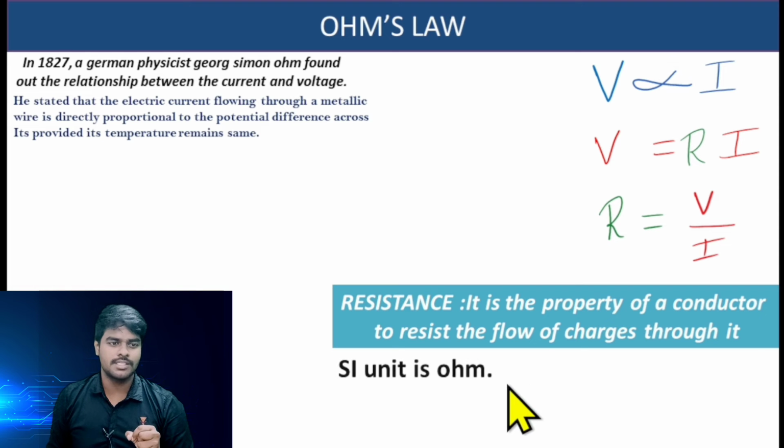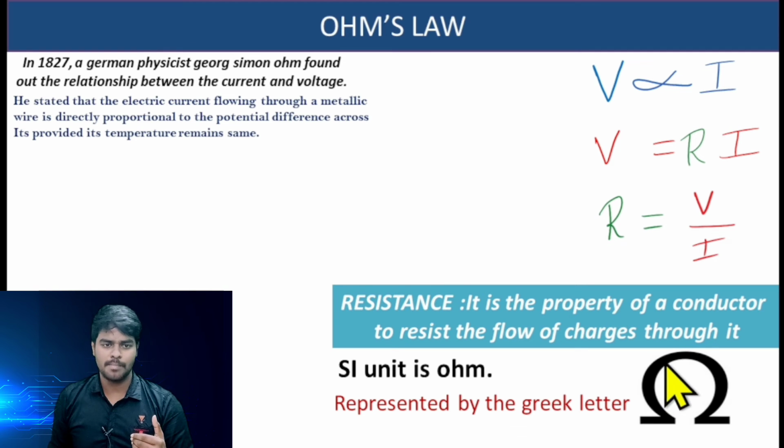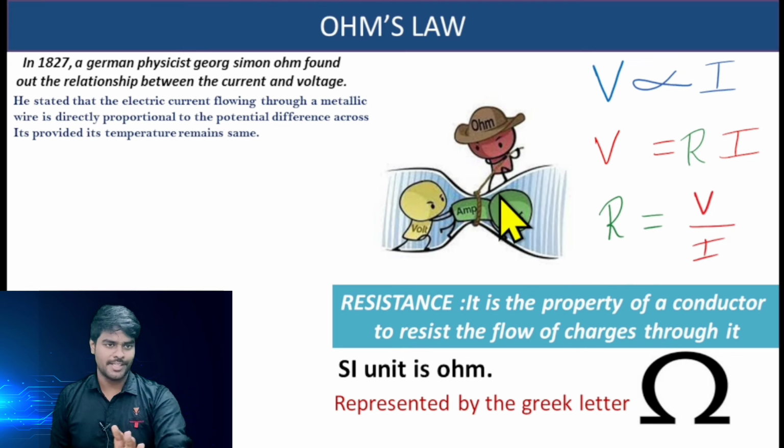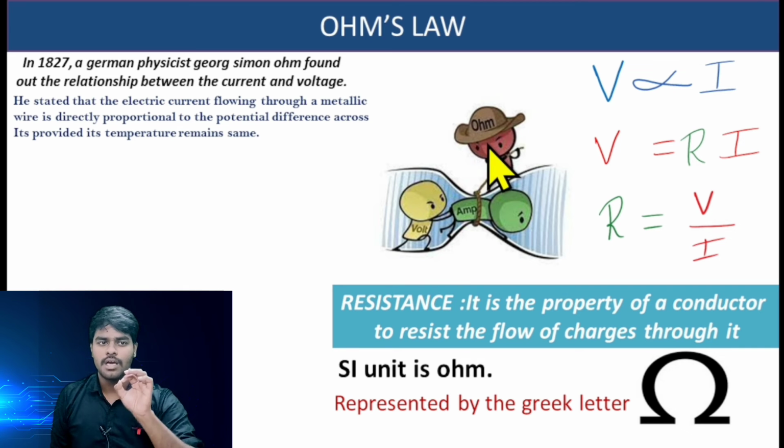The SI unit of resistance is ohm, O-H-M. It is represented with the Greek symbol omega. This is the symbol to represent resistance. Now see this image. Ampere is the SI unit of current. Volt is the SI unit of voltage. Ohm is the SI unit of resistance.